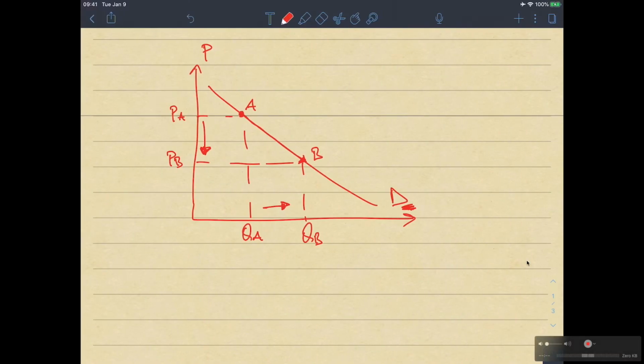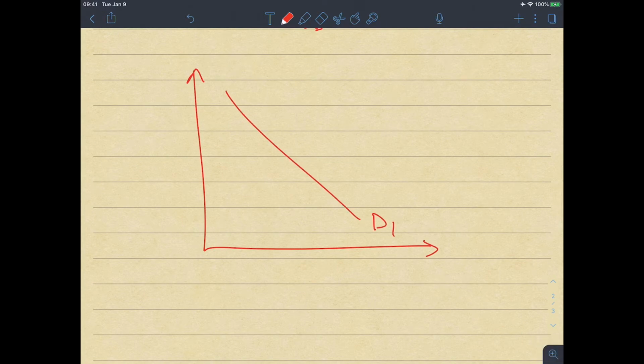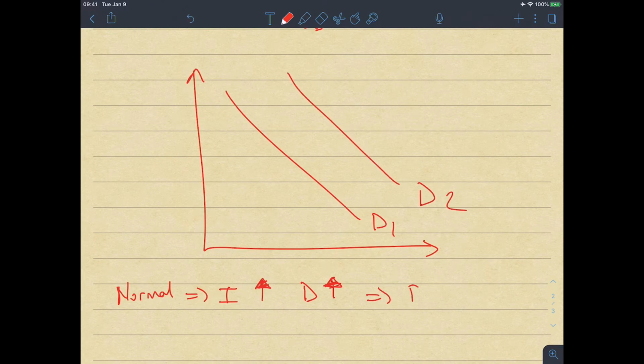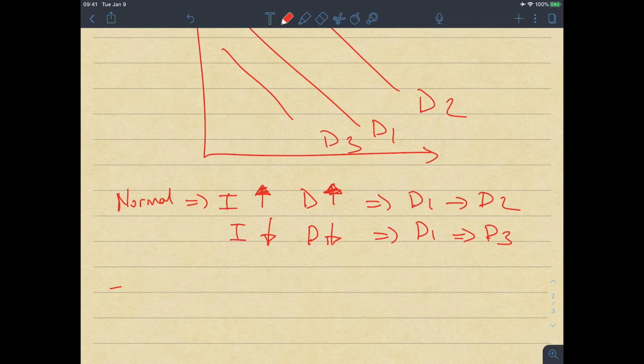So let me try to draw what happens. Let's say this is our demand one. If you're talking about the normal good, and I refers to your income, when I increases, demand will increase. It's going to D2, let's say from D1 to D2. When I decreases, demand will decrease. Demand will go from D1 to D3. This is the other demand.